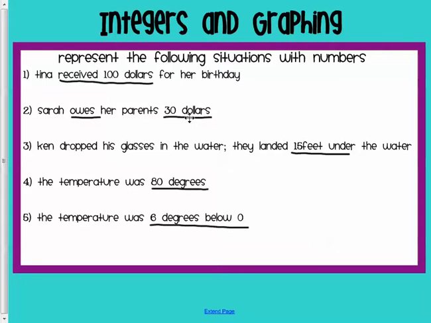Okay, so I first underline all of the key words. Received $100 means plus 100. Owes 30 means a -30. 15 feet under means -15. 80 degrees is the temperature, so 80 as a positive. And 6 degrees below 0 would be a -6.